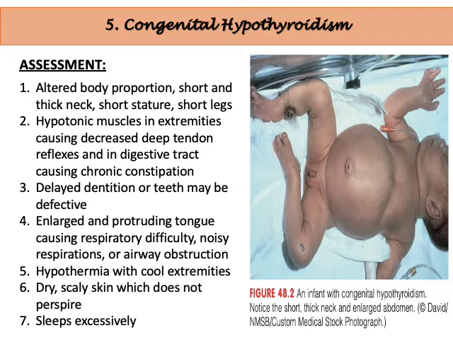Fourth, there is an enlarged and protruding tongue, which causes respiratory difficulty, noisy respirations, or airway obstruction. There is also hypothermia with cold extremities. The skin is dry and scaly and does not perspire, and also the child sleeps excessively. Figure 48.2 shows an infant born with congenital hypothyroidism.